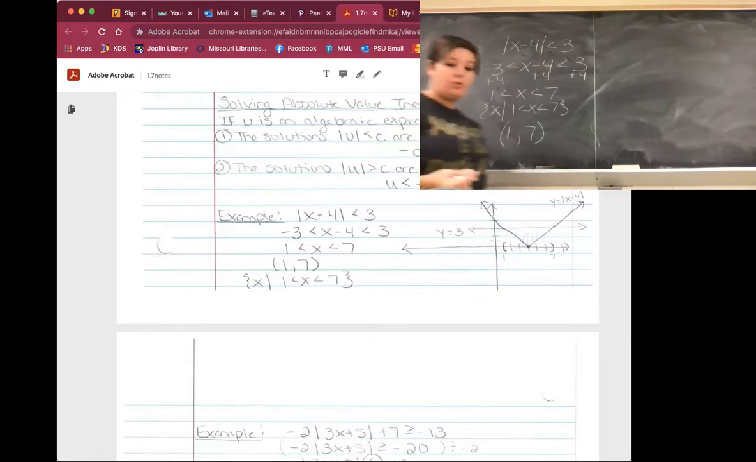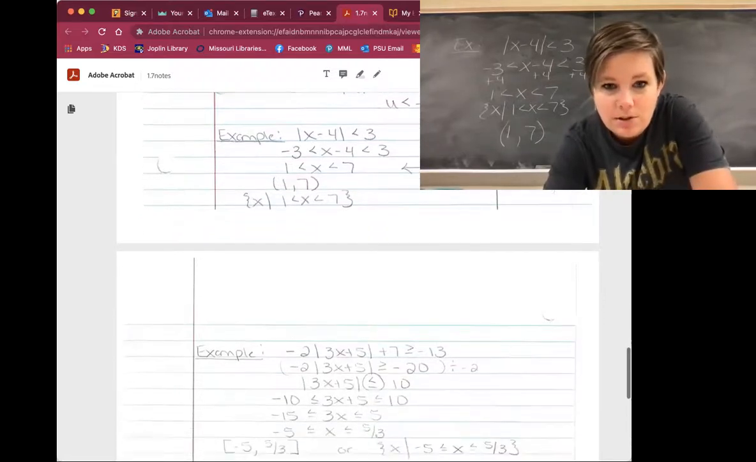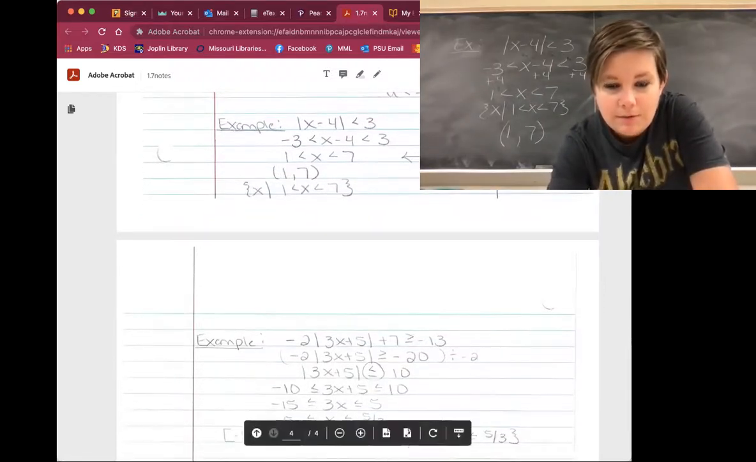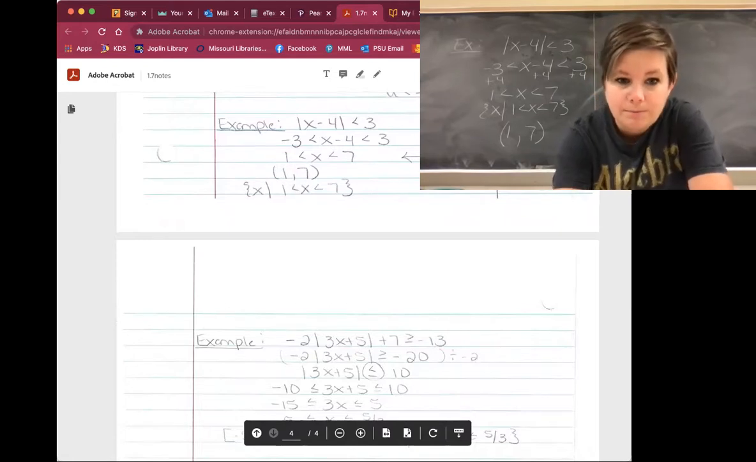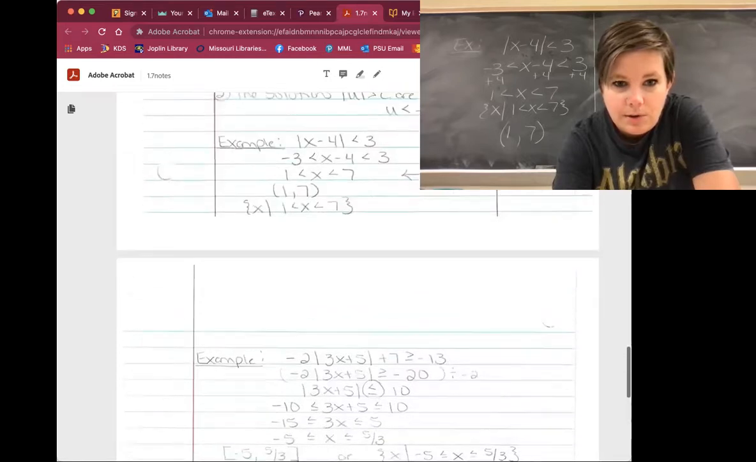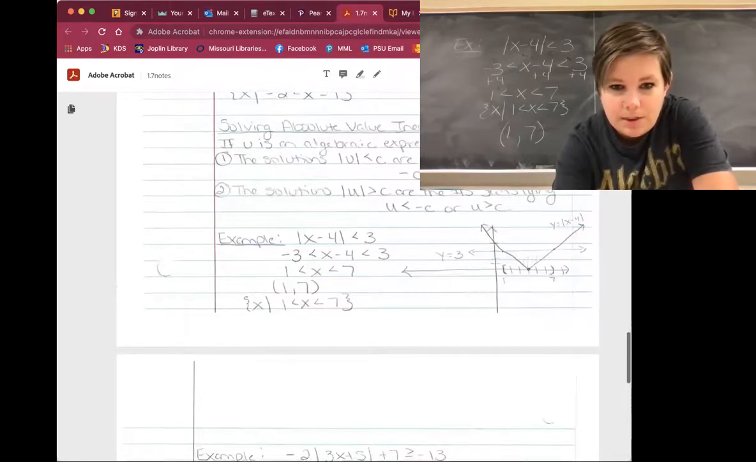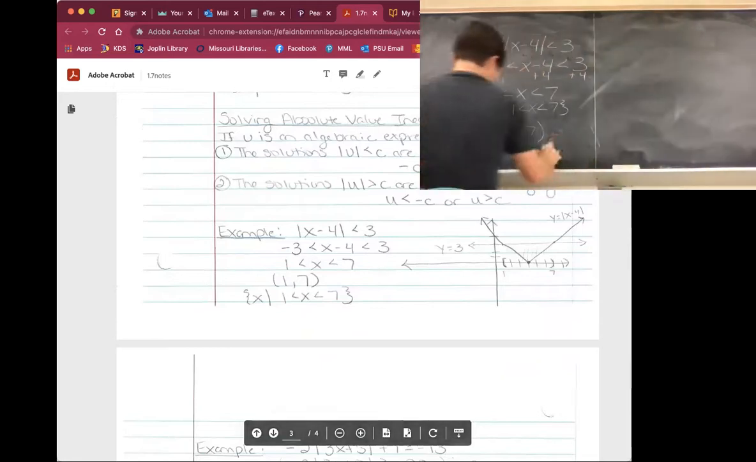If you like graphs or pictures, I did graph this one in the notes. You can see right here. If you know that, the absolute value of x minus 4 looks like this. And then it shows you the interval on which the y values are. So let's do, I'm going to leave up the general notes and I'll write up another example.